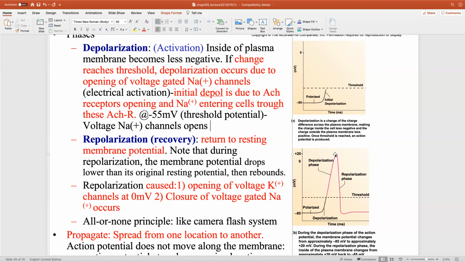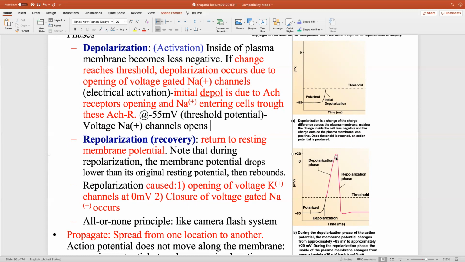As the next segment hits depolarization, the previous segment has its voltage-gated potassium channels open up. As voltage-gated potassium channels open up at zero, there's a slow activation of these channels. And even then, there's a lot more sodium coming in. That's why it continues to spike.